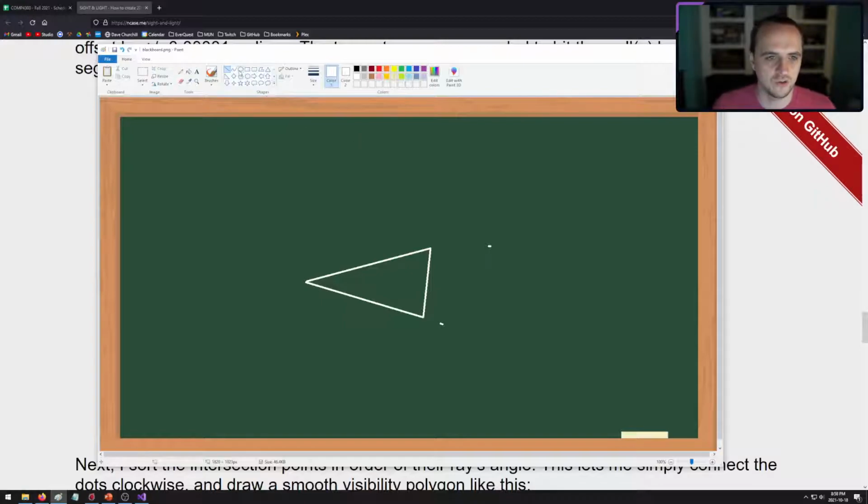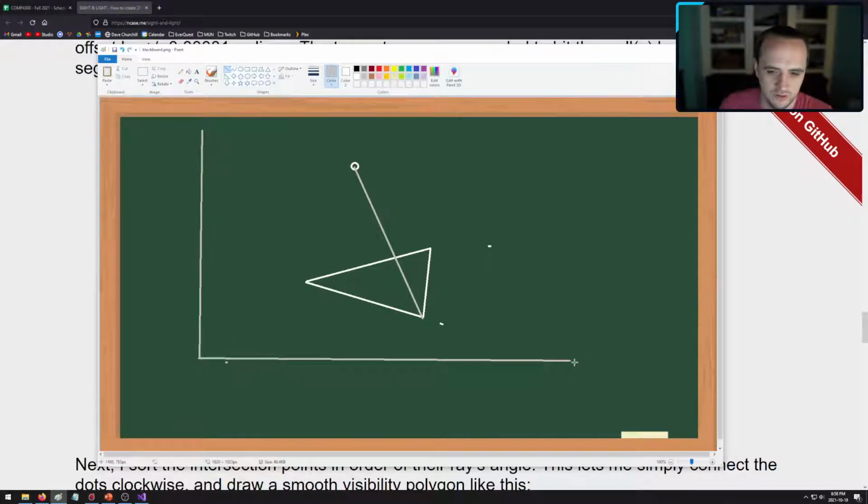Then we've got our light source up here like this, right? So what we want to do is we're going to shine rays outward at all of the vertices. Oh, we also have walls out here, so I'm going to draw some walls. Okay, so we're going to draw this ray from here to here. However, it's going to intersect right here, right?